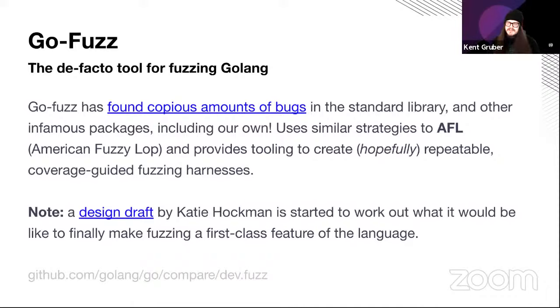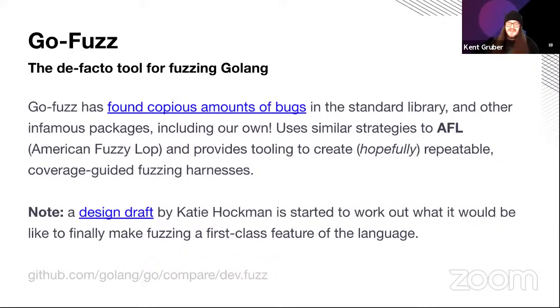There's a really important note, especially now. GoFuzz for the longest time was the de facto tool, but that might not be the case for long. A design draft by Katie Hockman is starting to work out what it would be like to finally make fuzzing a first-class feature of the language, which would live alongside your normal tests or benchmarks in Go. It would be another way you could run tests and have a fuzz flag, if I remember the design draft correctly. You can go take a look at what's being implemented, this design draft in action, if you will, at the dev.fuzz branch in Golang on GitHub.